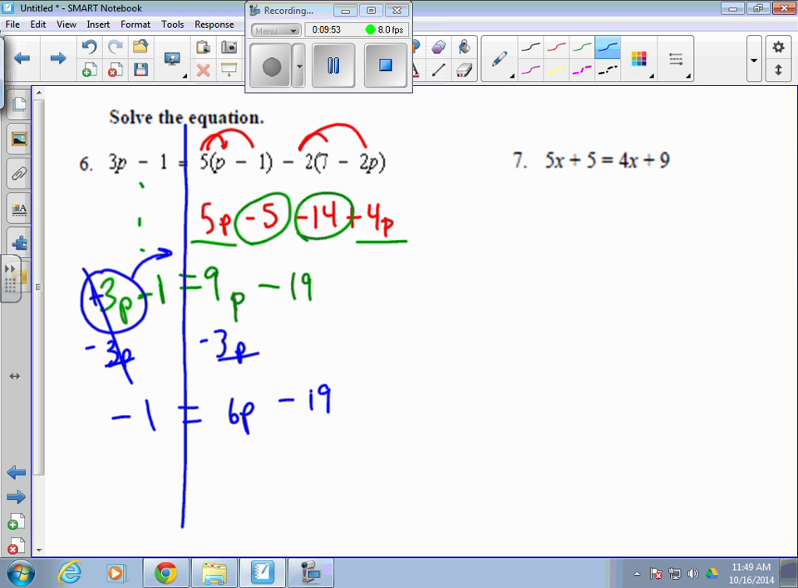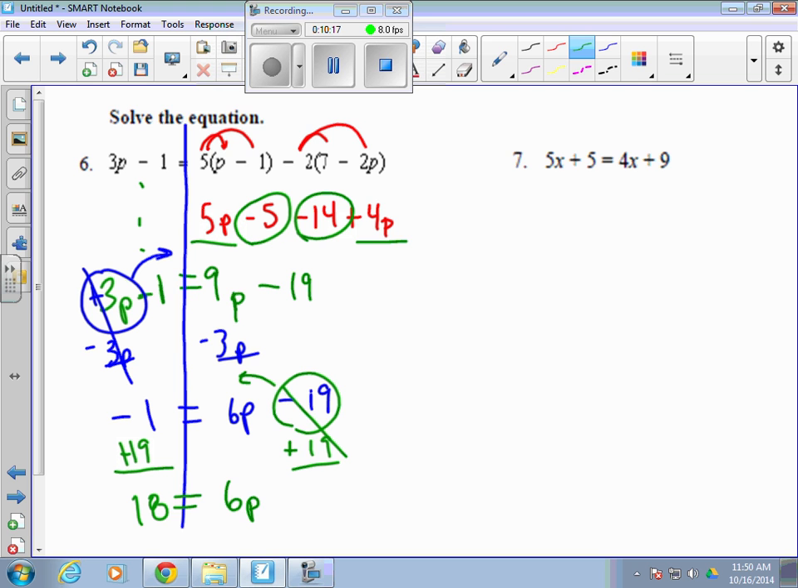So 6p is on the right. Move the other part over to the left. Undo minus 19 by adding it. If you add 19 to the right, add 19 to the left. Now you have negative 1 and positive 19. Opposite signs, you subtract the absolute values. 19 and 1, you get 18. And 19 is the higher absolute value. It's positive, so it's going to stay as a positive 18.